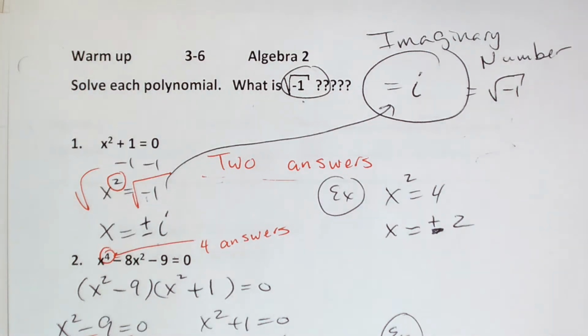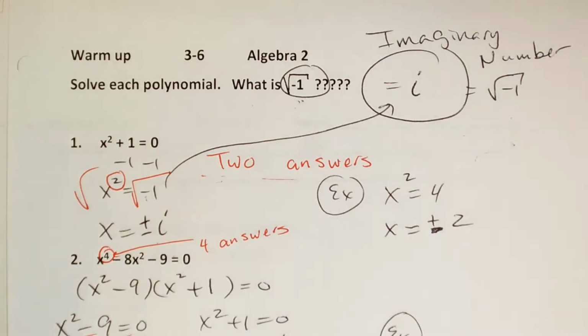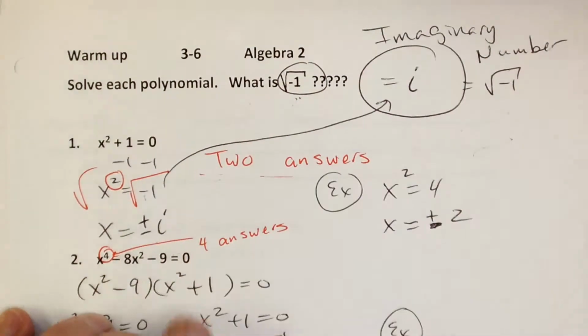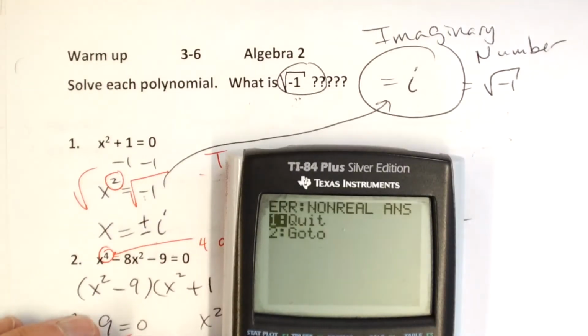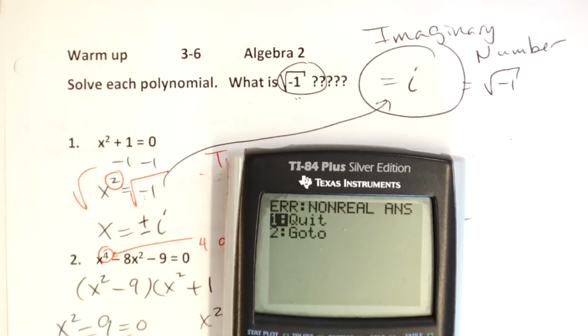Okay, so a little bit for the kids at home. We were talking today about the square root of negative 1. And when you try and take the square root of negative 1 on your calculator, crazy things happen. If you do the square root of negative 1, it doesn't work.